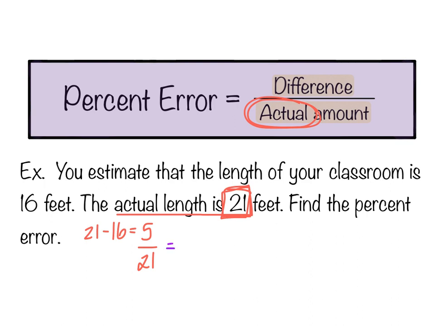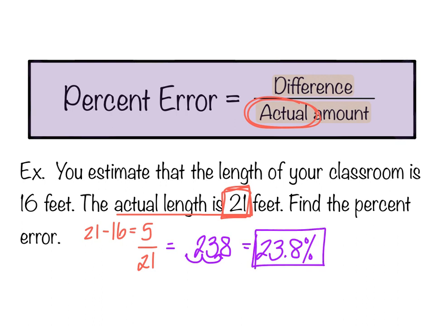We turn that fraction 5 over 21 into a decimal. 5 divided by 21 is 0.23, and that would round to an 8. So then I move the decimal over twice, and that gives me 23.8%. That's how much I was off by when I originally thought the classroom was 16 feet in length. It's actually 21 feet, so I was off by 23.8%.